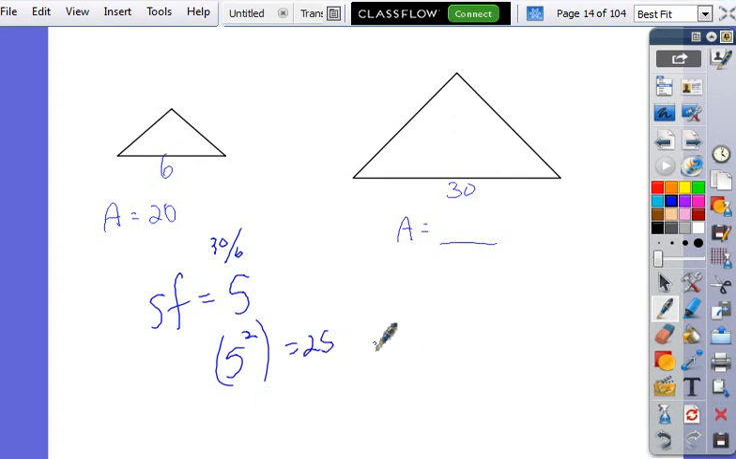What's 20? 20 is the area of this first one. I'm trying to find the area of the second one. Well, this right here, this 25, just told me the second one has 25 times more area than the first one. So I would say 20 times 25 and get my answer. What is that? 500, I think.